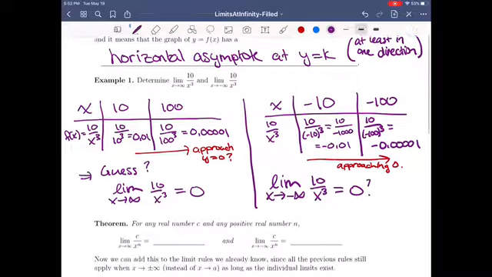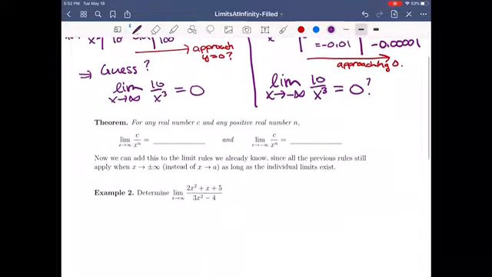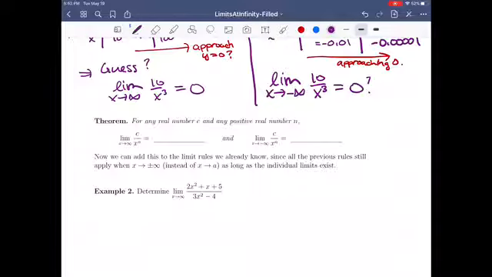Okay, so it turns out that is true. This always happens. If I have a real number c, and I have a positive power of x in the denominator, it doesn't matter if it's a fraction or not, it just has to be positive, then the limit as x goes to infinity of c over x to the n, and the limit as x goes to negative infinity of c over x to the n, both of these go to 0. So these limits are approaching 0.